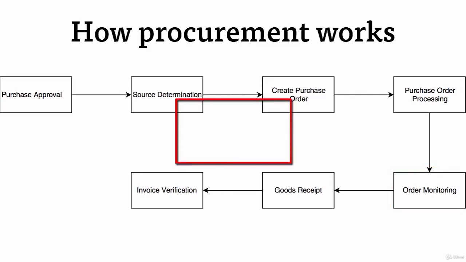After order monitoring is goods receipt. Warehouse keepers will confirm the receipt of goods by entering the purchase order number and checking if the quantity ordered is sufficient.